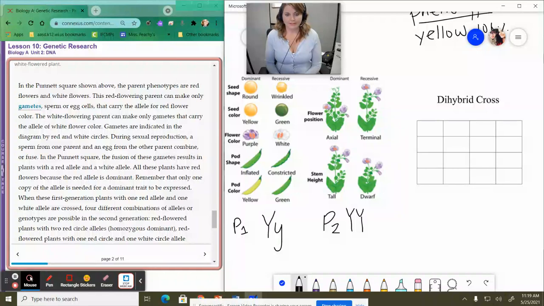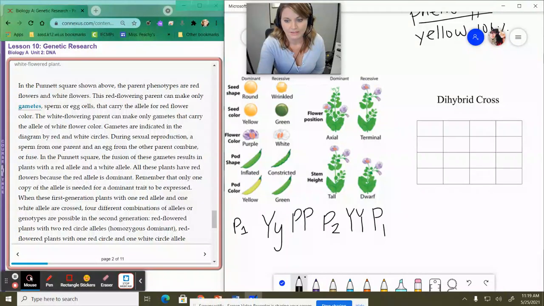Our first parent has purple flowers and is homozygous dominant for purple flowers. And our second parent has purple flowers also, but is heterozygous for purple flowers. So those are our two genotypes, parent number one, parent number two.